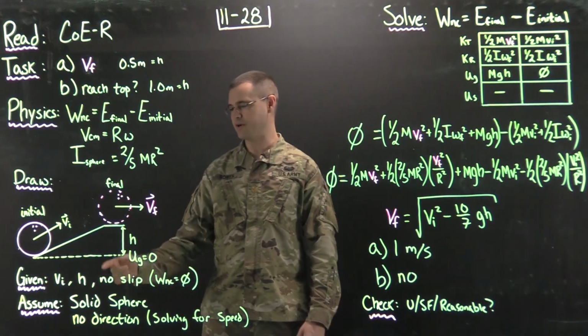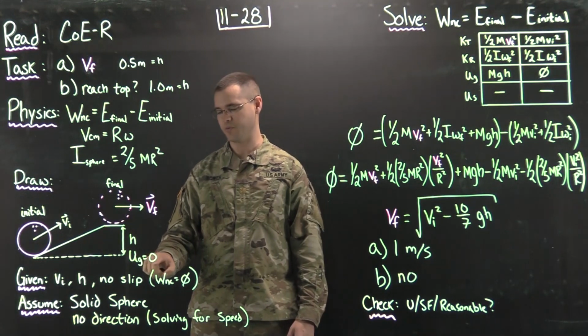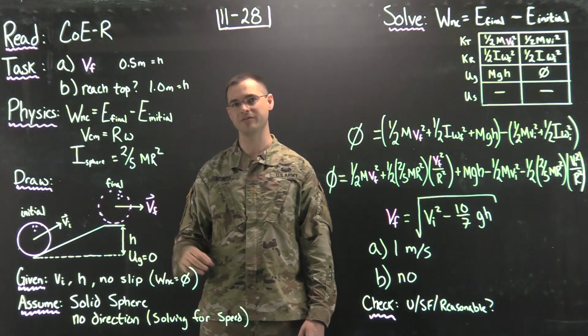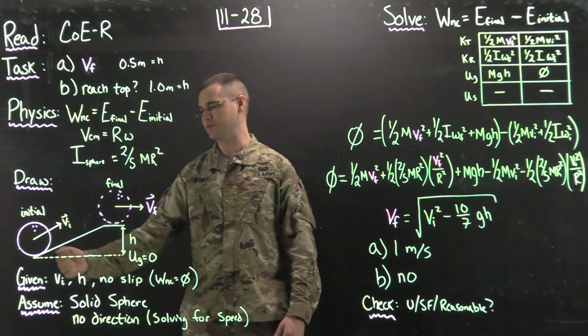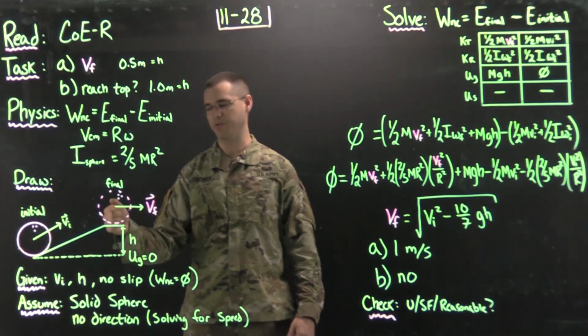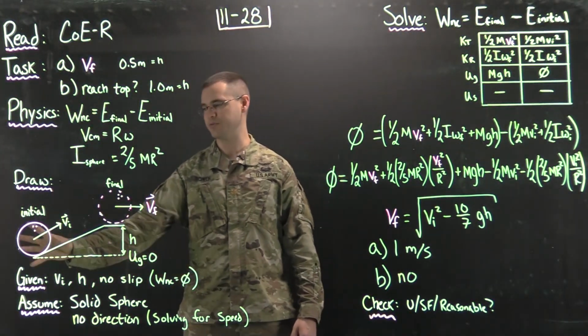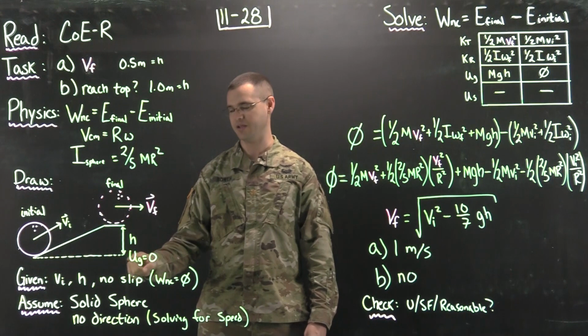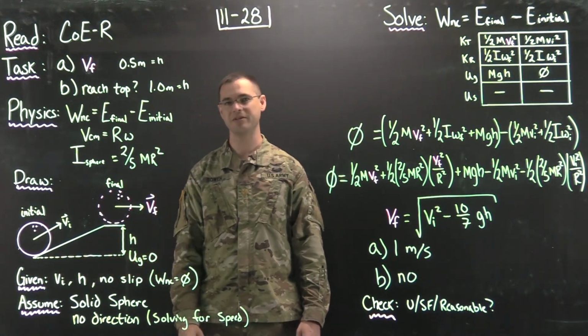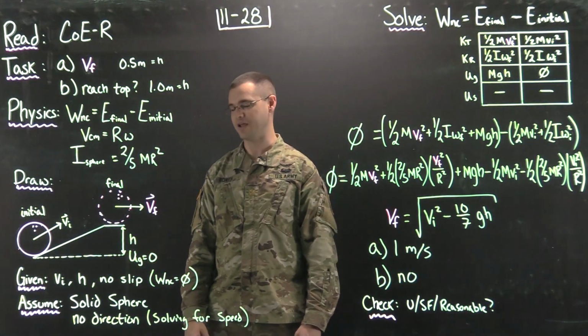Now, in conservation of energy problems, we need to show where the gravitational potential is equal to 0. The way I like to do this is by choosing the lower point between our initial and final state, which in this case is our initial state, and making the gravitational potential energy 0 for that state.